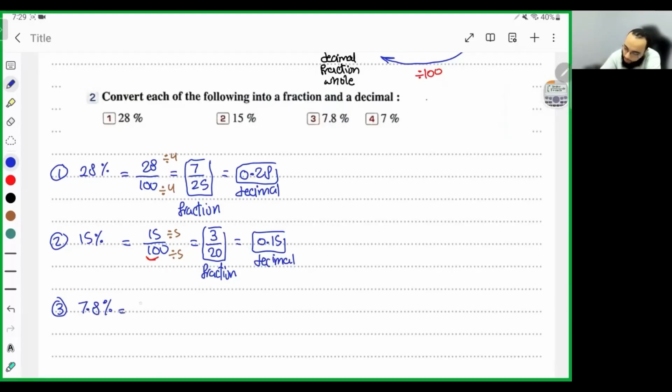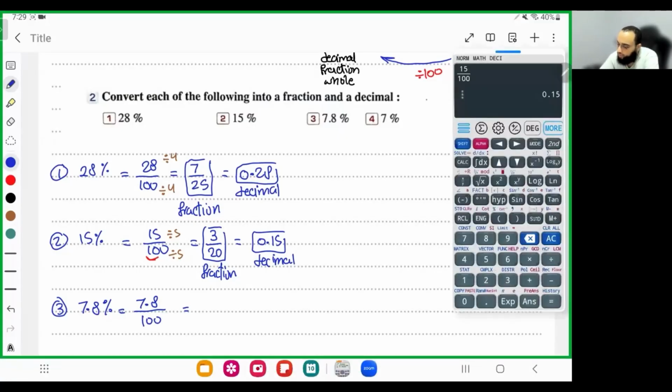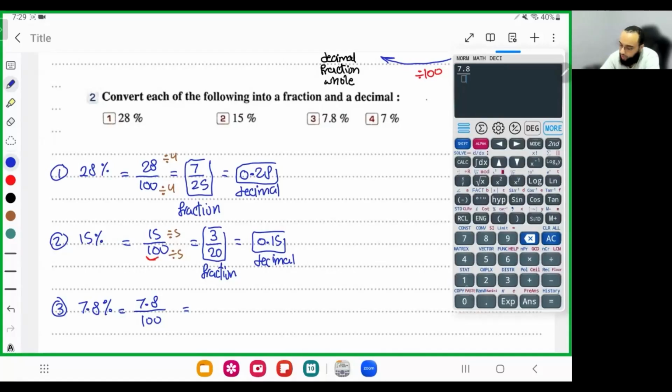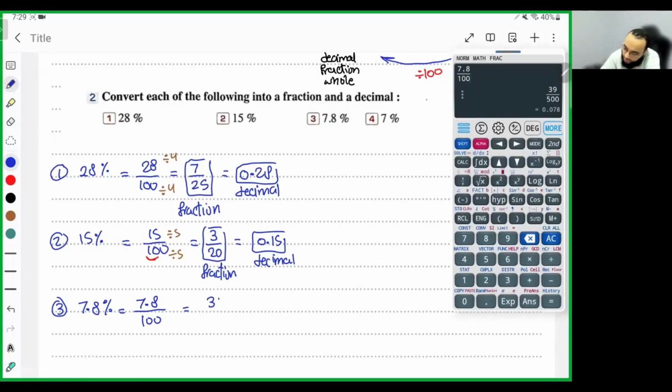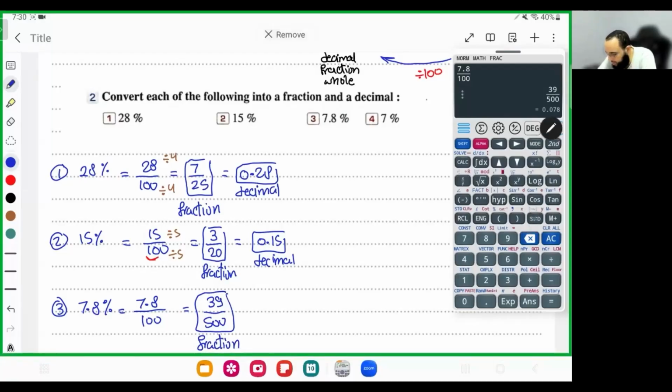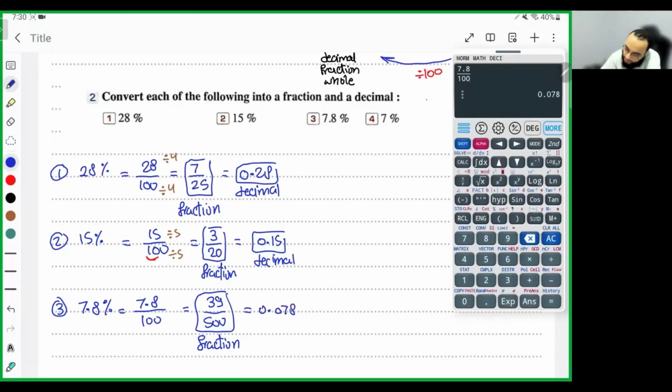So number 3, imagine 7.8%. 7.8 over what? 100. Over 100. You can do it with the calculator. 7.8 over 100. As a fraction equals what? 39 over 500. How can you convert it into a decimal? Which button? SD. Press SD. Is 0. what? 0.078. This is the decimal form.